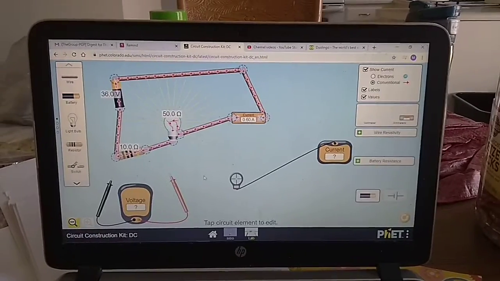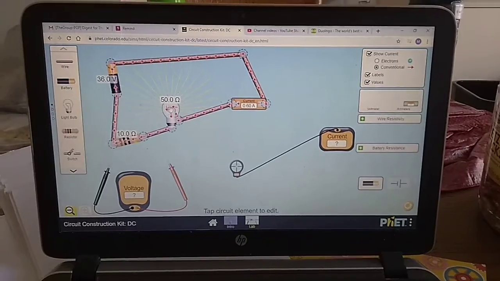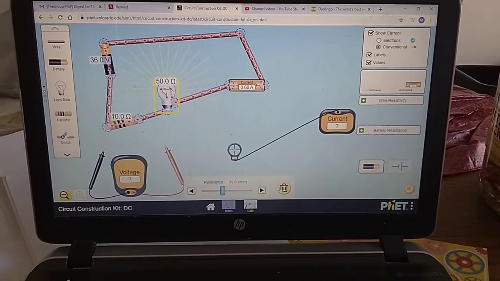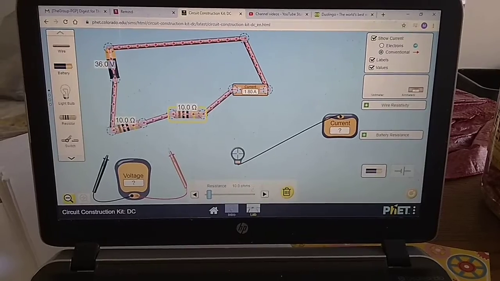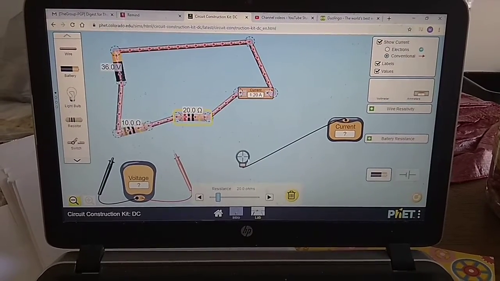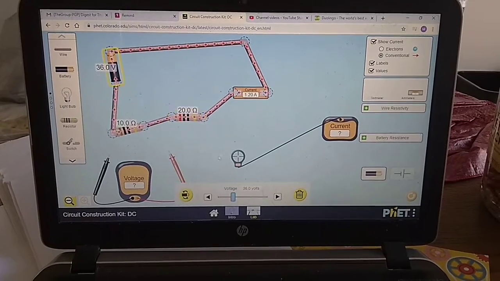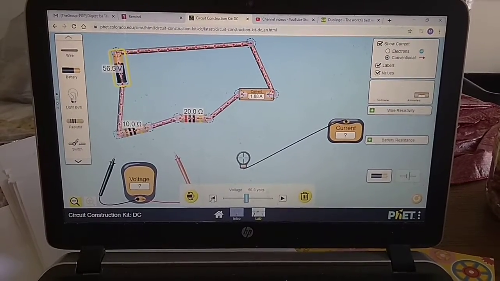Okay, I'm going to get rid of the lamp. We'll play around with that more, and I'm going to put the resistor back in. This is going to be a 20 ohm resistor, just like we had last time. And we're going to put this back up to 56 for no reason other than let's keep it consistent.